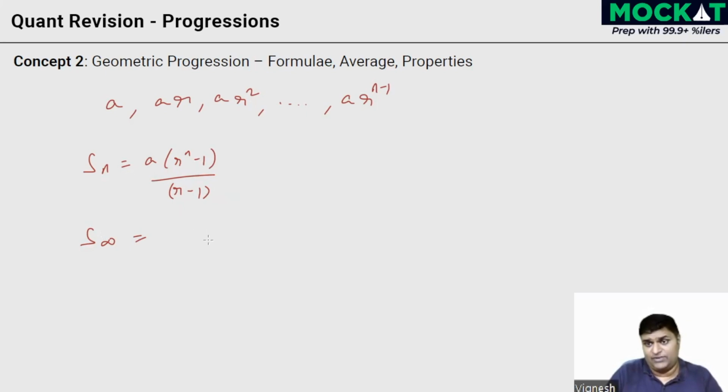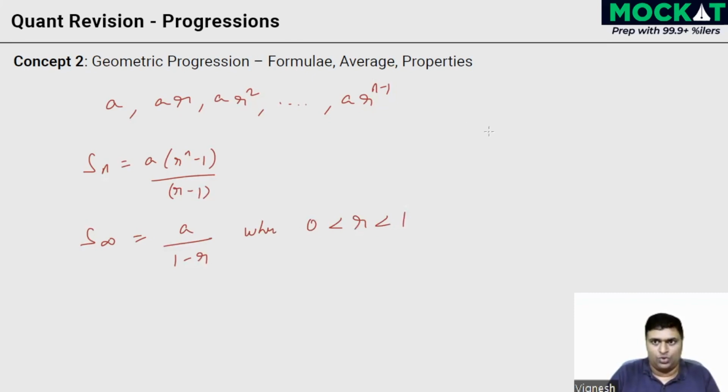Now, sum to infinity, the sum of infinite terms in the GP, is equal to a by (1 minus r) when 0 is less than r less than 1, right? Your r is going to be between 0 and 1. Then it's reducing, right? You're multiplying with a number which is less than 1, it keeps reducing. So sum to infinity can be found, and that's going to be a by (1 minus r).